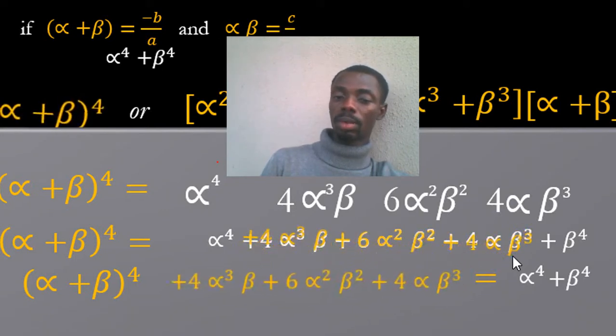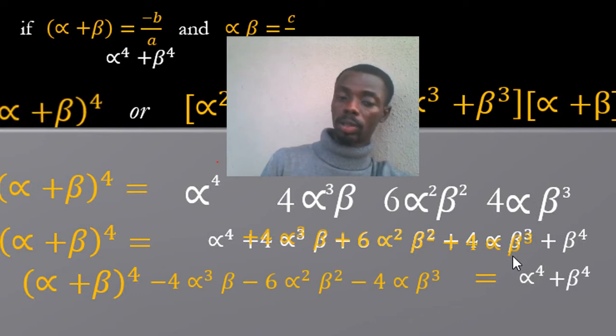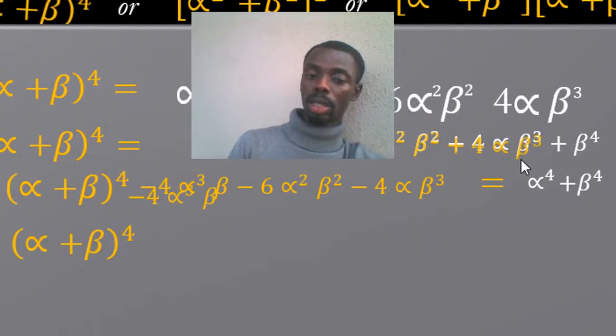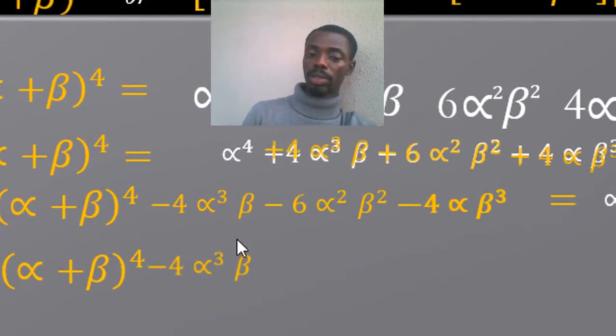Okay, but they won't remain with the sign they came. They are going to change to negative. They are all going to change because they've all crossed the boundary of the equality sign. So with that done, I'm bringing out minus 4 alpha raised to the power of 3, beta raised to the power of 3. Here is another minus 4, the coefficient of minus 4.